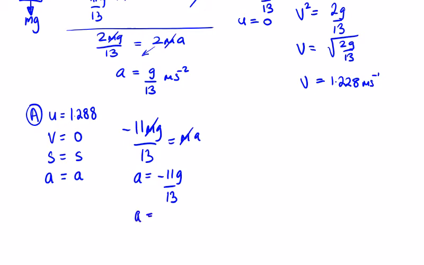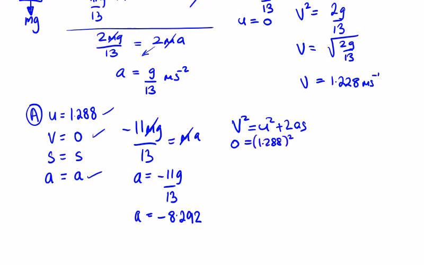And this gives us an acceleration of minus 8.292. So we have a now. We have u, v. So the equation v squared is equal to u squared plus 2as will help us here. So 0 is equal to u, 1.288 squared. And we have to have different signs here for a and u. So plus twice my acceleration of minus 8.292 times s.